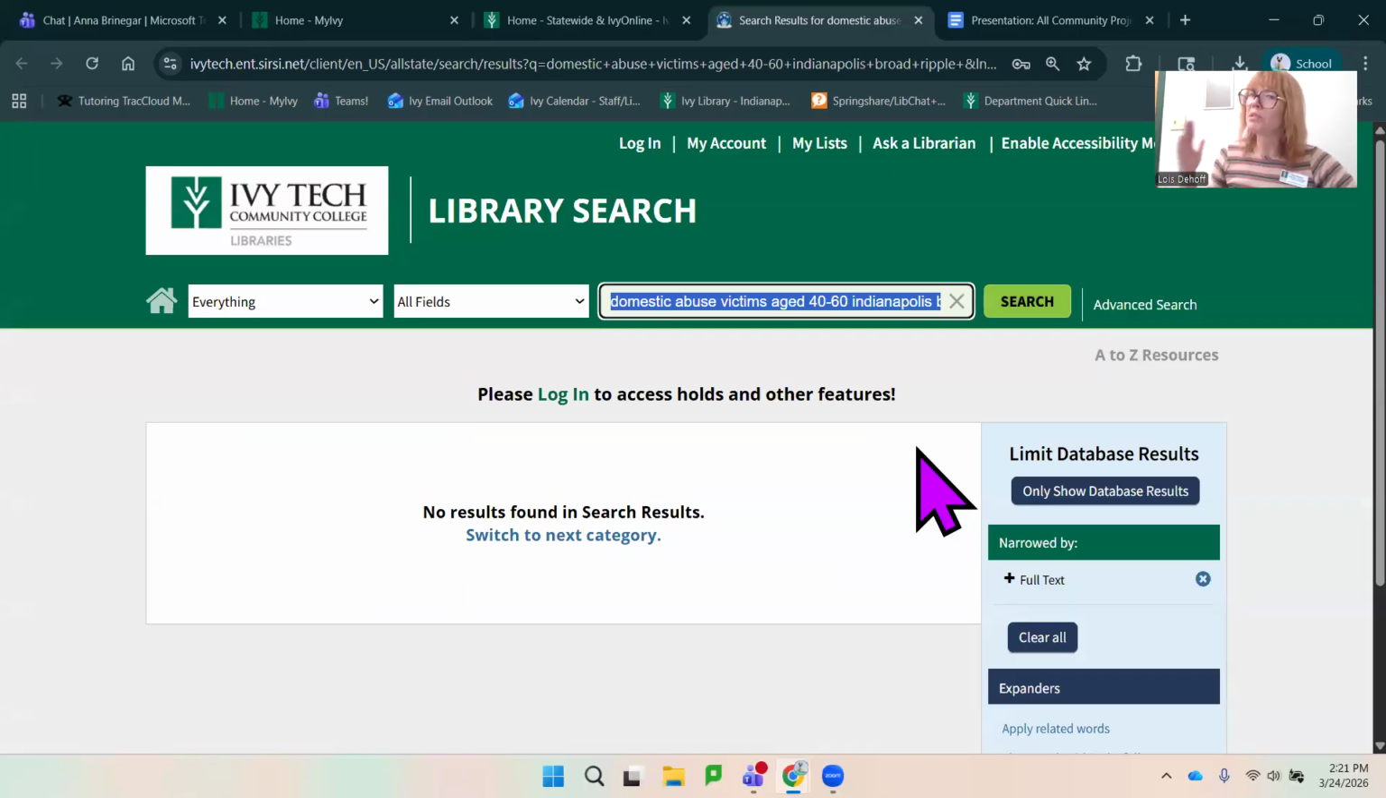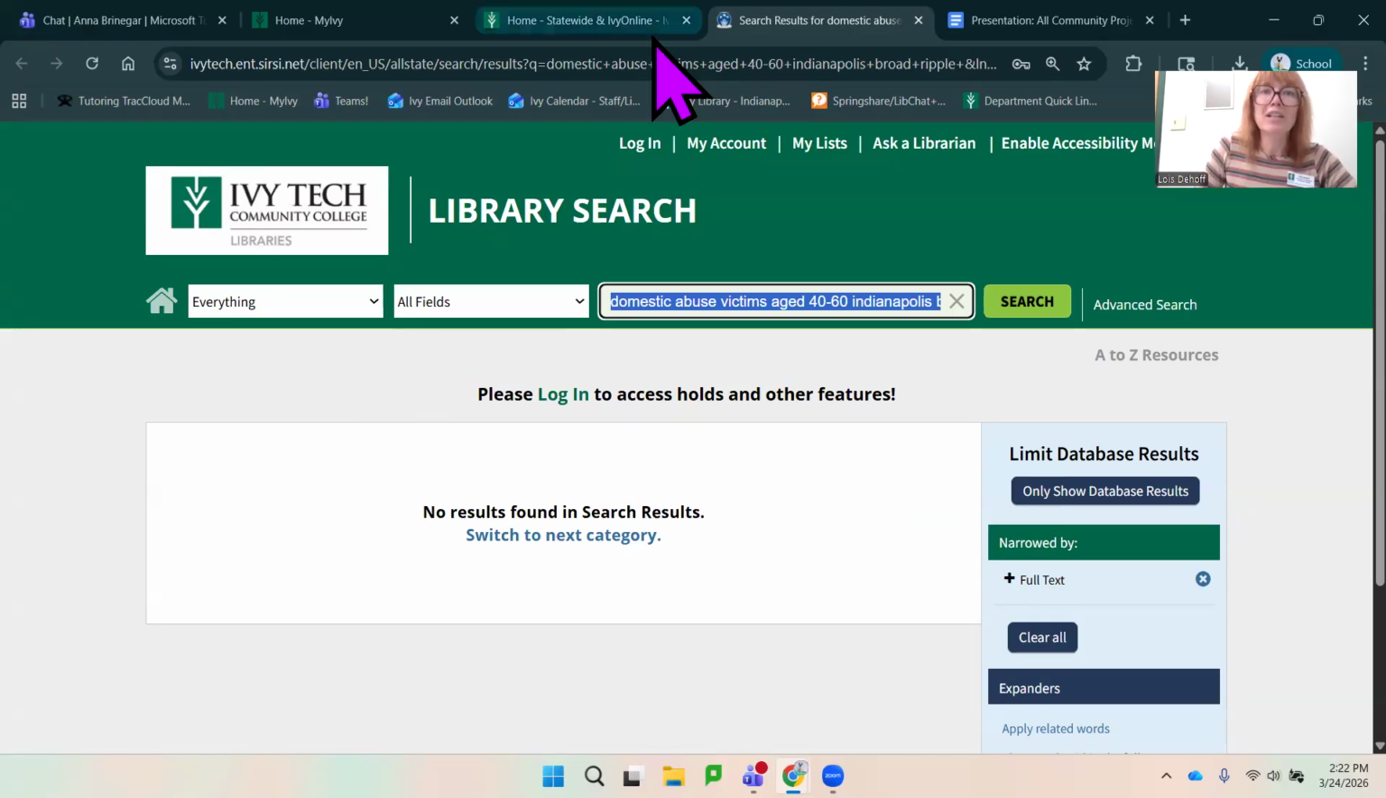Now the computer can only compute so much. It is a certain type of database, and we don't have that kind of detailed information that I might find maybe in something like a government database that gathers data for all of Indiana. So I have to find a compromise between domestic abuse and domestic abuse victims age 40 to 60, Indianapolis, Indiana.